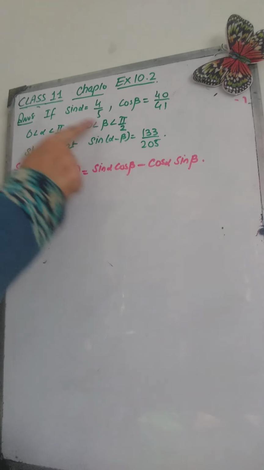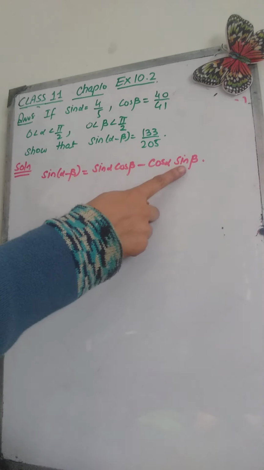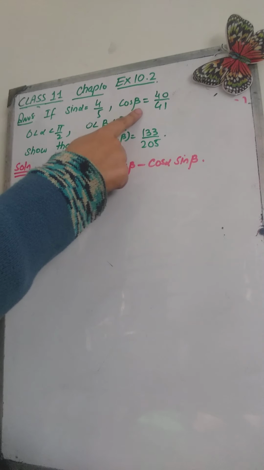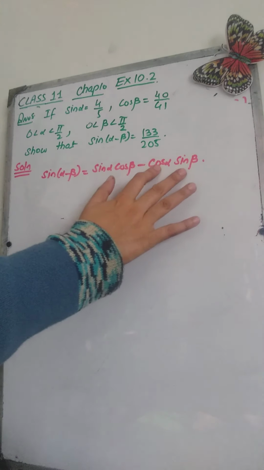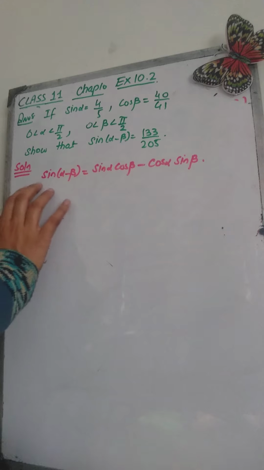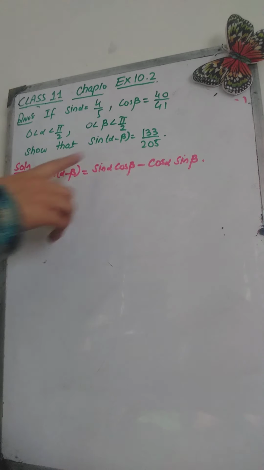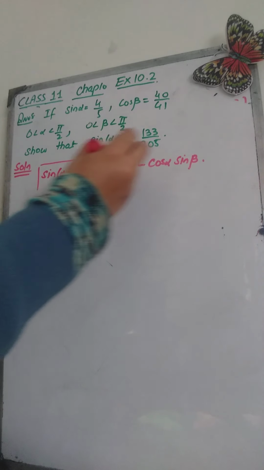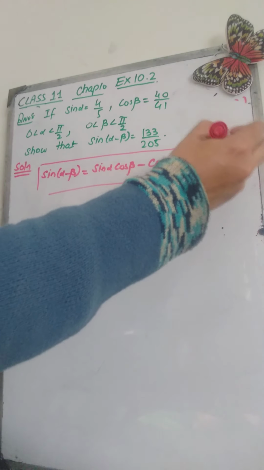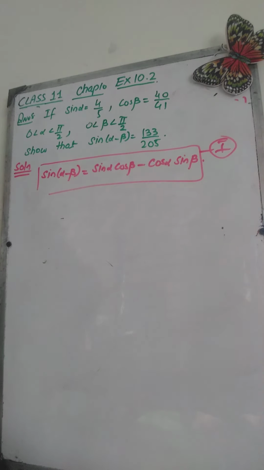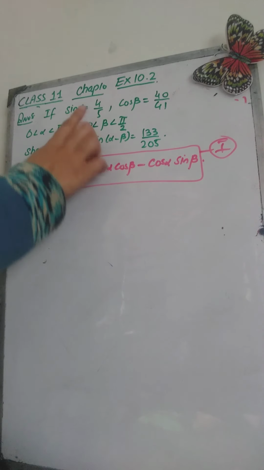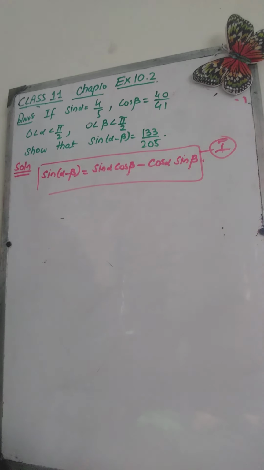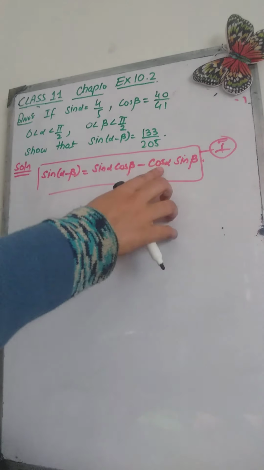Cos of alpha we will calculate with the help of this sine alpha. Sine beta we are going to calculate with the help of this cos of beta. After getting these two values, we are going to just put them in this expression to get the value of sine alpha minus beta. So this is the identity that we are going to use. Name it as 1. First of all, we have sine alpha and cos beta given to us, but we don't know cos alpha and sine beta.